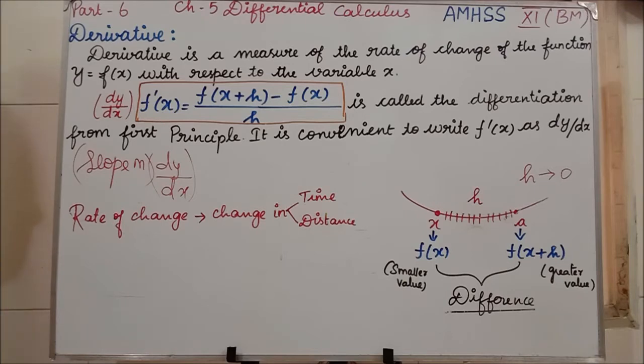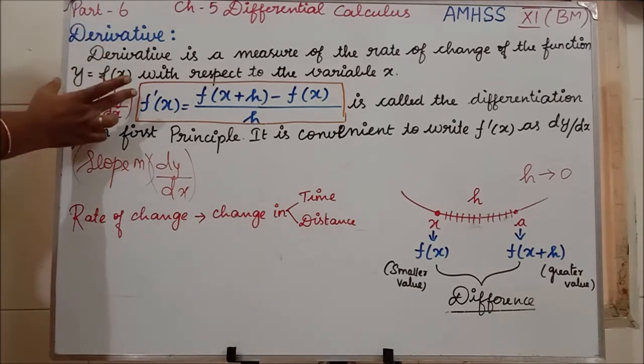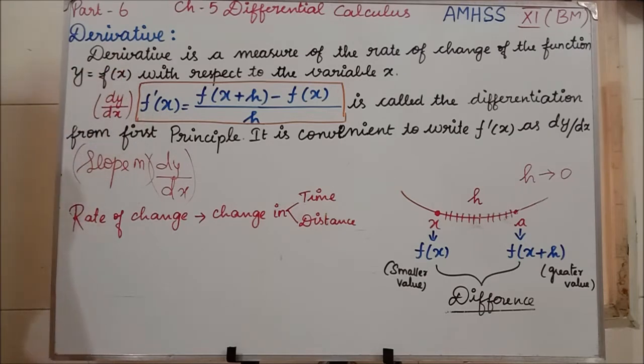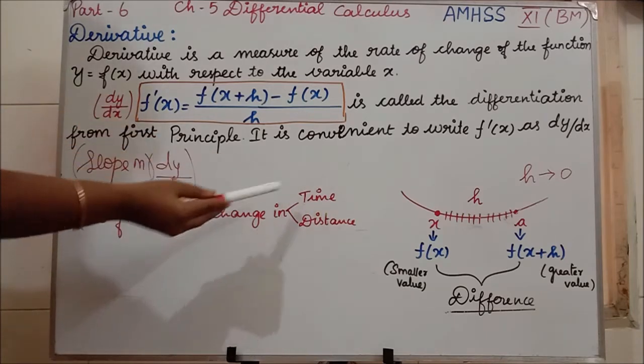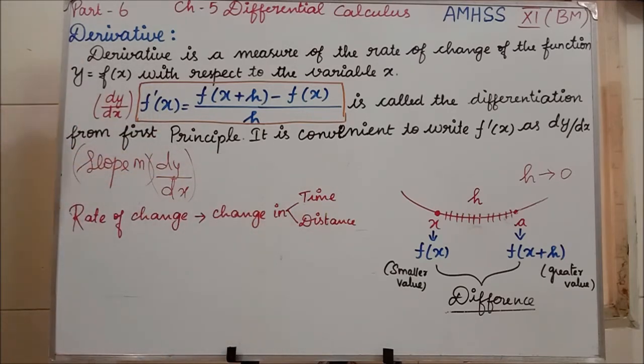The definition is the derivative definition we are going to see. Derivative is a measure of the rate of change of the function y equal to f of x with respect to the variable x. See, in this definition they are saying rate of change. Rate of change means what? In physics we have learned rate of change of velocity, isn't it? So rate of change means it will change in time as well as it will change in distance. That is the rate of change.